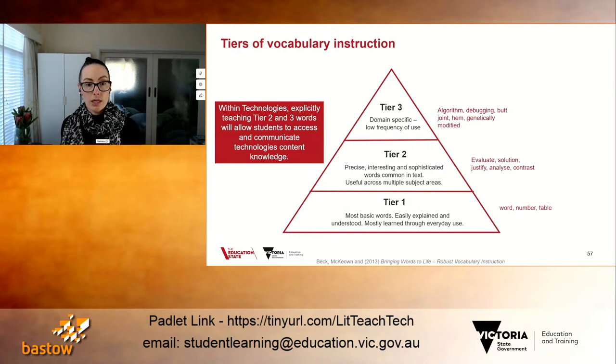So let's take justify. If our students don't understand what justify means, and we've given them an assessment and it says justify the reason for this, and our students don't understand what it is they're actually being asked to do, then it's not really a fair test of their actual knowledge on the topic. We're actually testing their vocabulary knowledge instead. So here I've said on the side, explicitly teach tier two and three words, and this will allow our students to access and communicate their content knowledge.